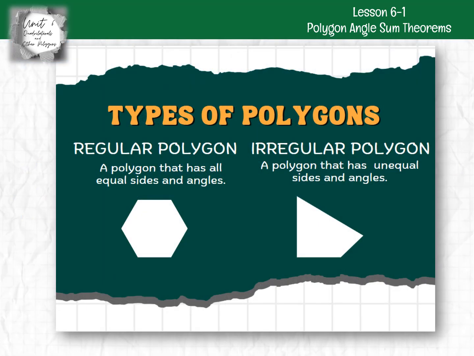Types of polygons. A regular polygon is a polygon that has all equal sides and equal angles. That's what makes it regular, and that's important to know. An irregular polygon is a polygon that has unequal sides and angles. Okay, so it doesn't necessarily have to have both unequal, but it's got to have both equal sides and equal angles to be regular. If not both sides and angles are congruent, then it is irregular.